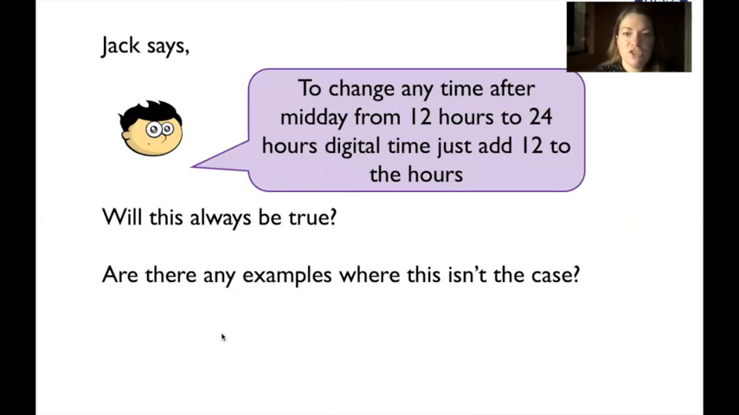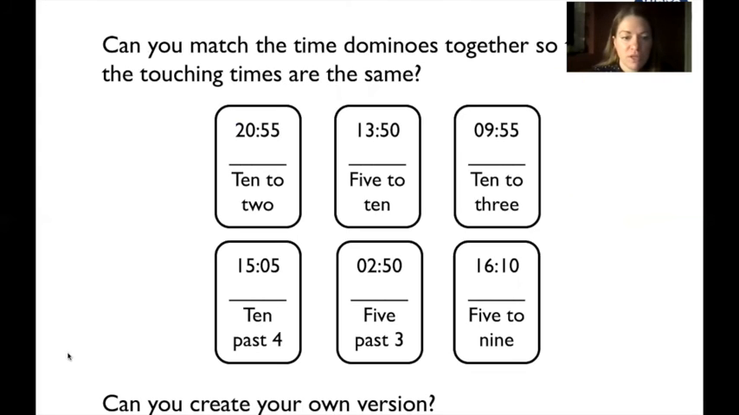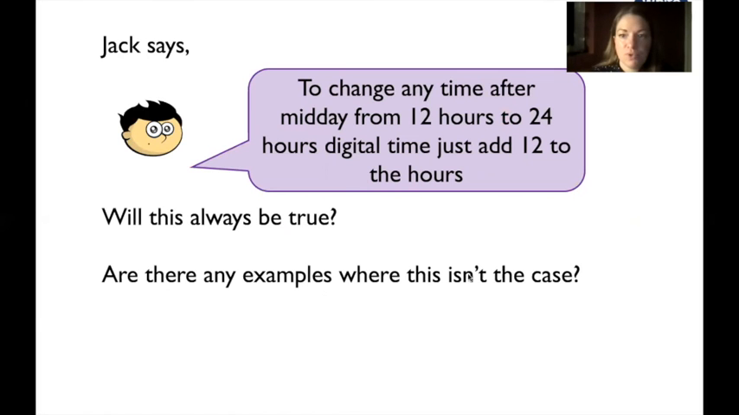Jack says, to change any time after midday from 12 hours to 24 hours digital time, just add 12 to the hours. Will this always be true? If you're struggling with this, we did discuss it yesterday on our video, so you might want to go back and watch yesterday's video. Are there any examples where this isn't the case? Can you think of a time where if you add 12 to the hour, it might not be correct?